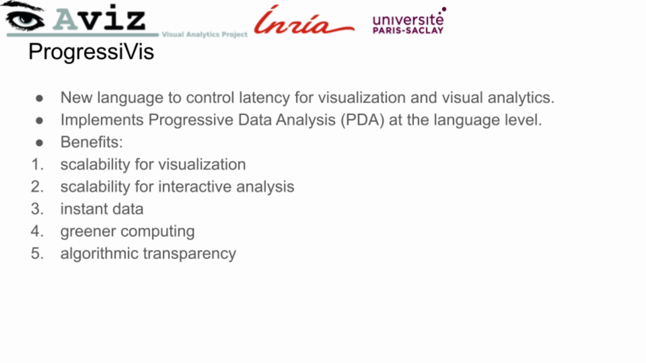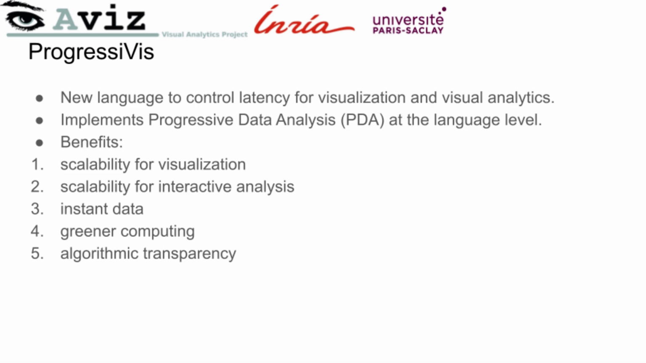The benefits of ProgressiVis are scalability for visualization, scalability for interactive analysis, instant data, greener computing, since computation can be stopped if the analysts have their answer before all the processing is done, and algorithmic transparency: the analysts can see the visualization unfolding with the computation.